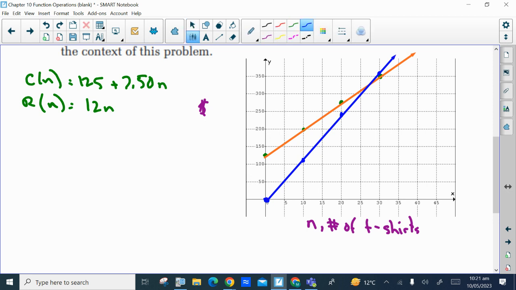And the point of intersection, what it represents, is when the cost and the revenue are equal. The number of shirts so that cost equals revenue. After that point, they would be making money. Before that point, they would be losing money because their costs are higher than their revenue. But after that point, the revenue line is higher than the cost line, so they are making money. So the point of intersection represents the break-even point.